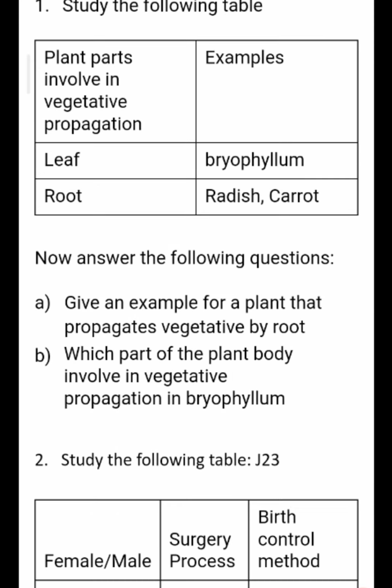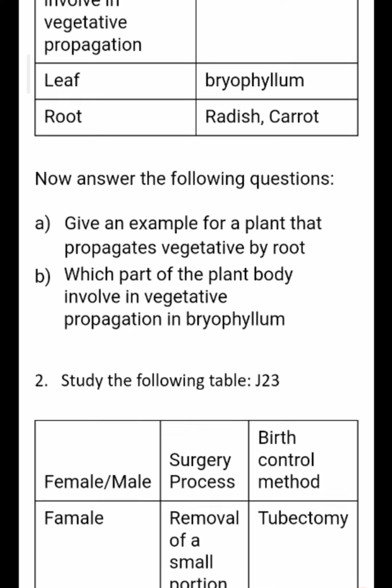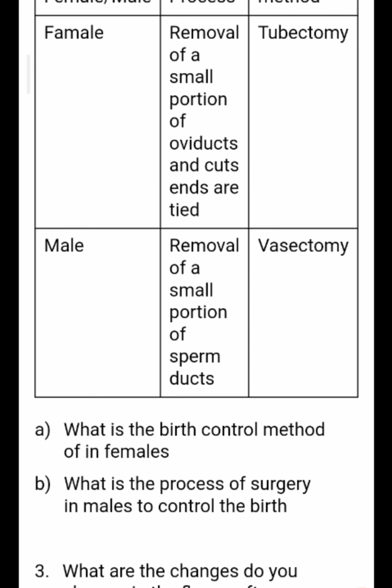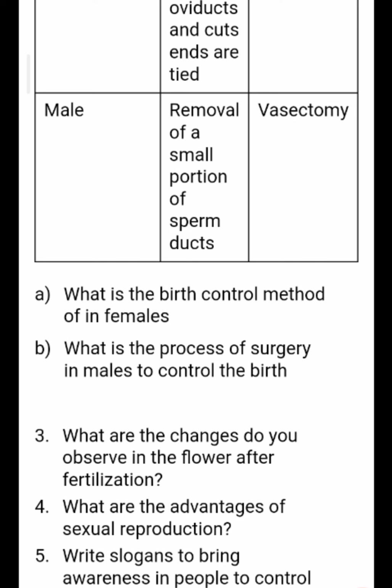Study the following table. Next, give an example for a plant that propagates vegetatively by root. Which part of the plant body is involved in vegetative propagation in Bryophyllum? Next, study the following table. What is the birth control method in females? What is the surgery process in males to control birth?